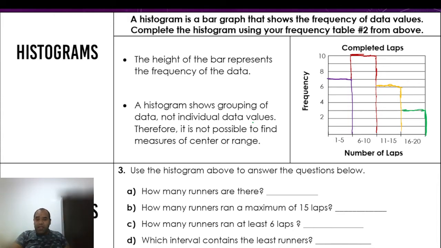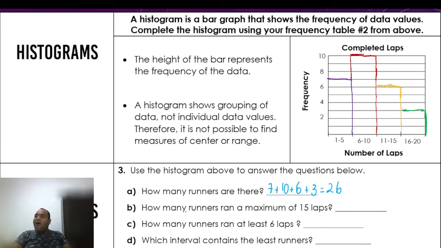And how we can read it. Let's talk about reading. How can we read this? How many runners are there? We add everything, all the data over here. Let's add everything together. The first one was 7 plus, next one 10 plus, next one 6 plus, last one 3. Okay. 3 plus 7, 10. 10 plus 10, 20. 20 plus 6 equals 26.